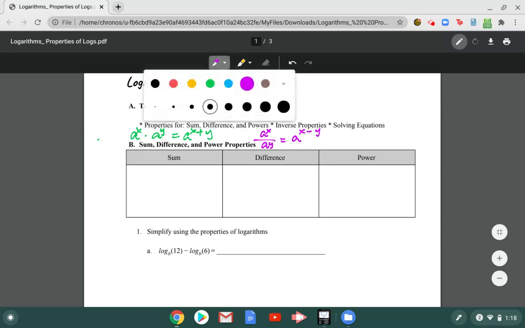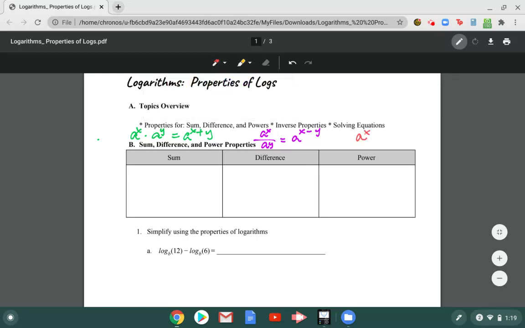And then finally for the power, and I'll do that one in red. For the power, that would be a power of a power. So a to the x all to the n. We end up multiplying those two powers together, and this would be a to the x times n. So we're going to go ahead and use these basic exponential properties to get to the properties for the logarithms. I am not going to derive them, but it's just nice to see where they come from.